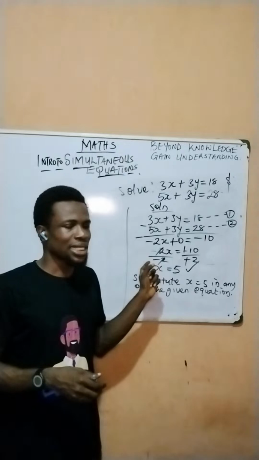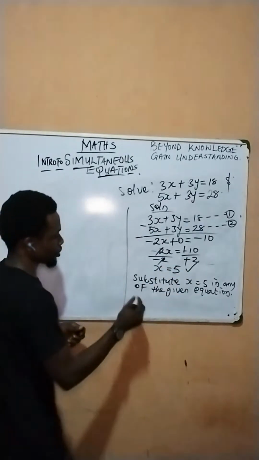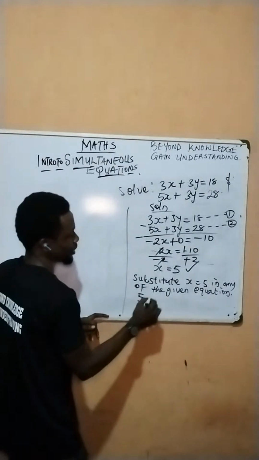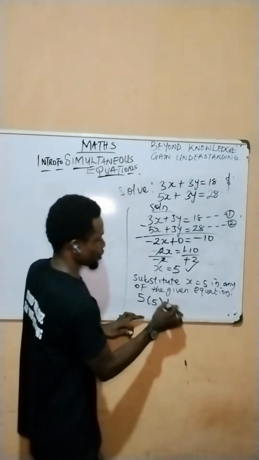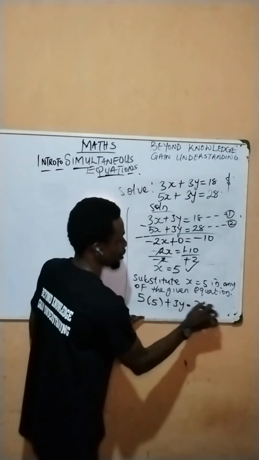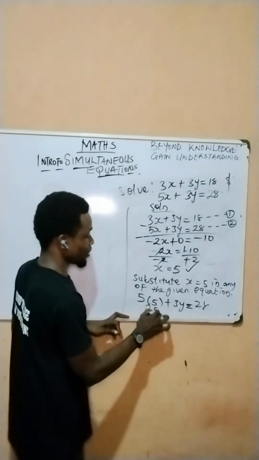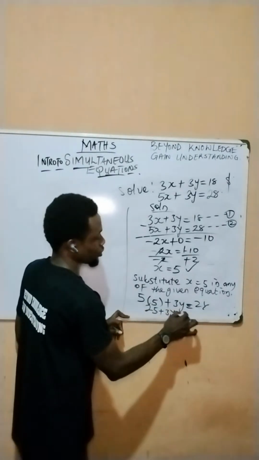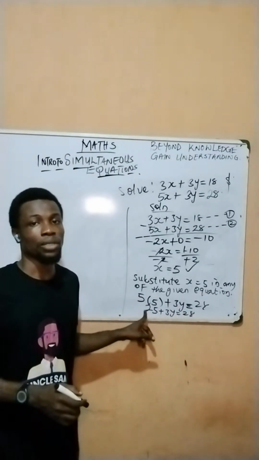So anywhere I see x in equation 2, I replace it with 5. So this becomes 5 into 5 plus 3y equals 28. This is now going to give us 5 times 5, which is 25, plus 3y equals 28. What do we do next? We're looking for y, so we clear what is beside y.